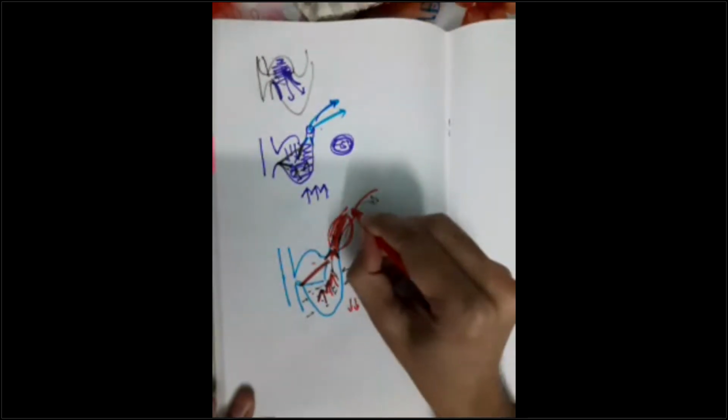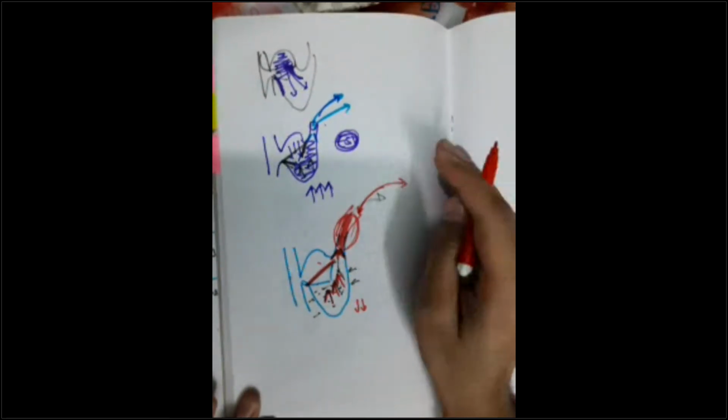My blood is being pumped out. And after the ventricular systole is over, my ventricles will relax. So at the end of the systolic period, my ventricle will relax. Yes, they are relaxing now.